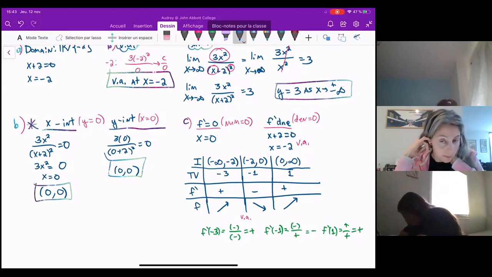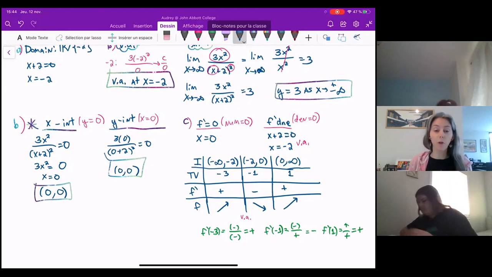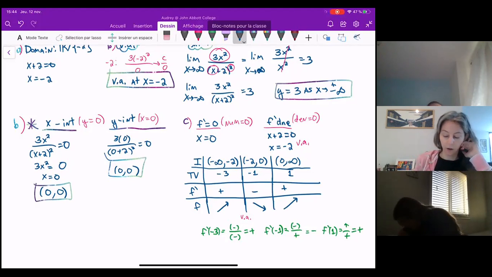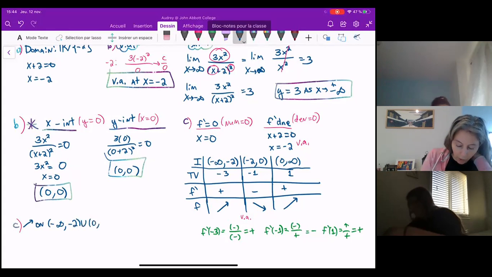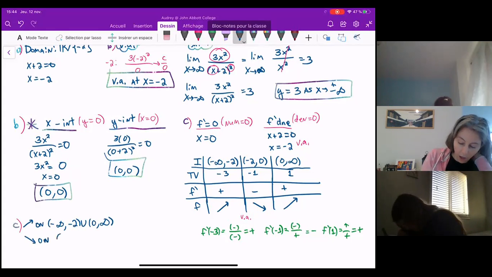Do I have a maximum at x equals negative 2? No, you got it. That's my vertical asymptote. We can't have a max or a min at a vertical asymptote. So my conclusion for C here is that it is increasing on (negative infinity, negative 2) union (0, infinity), and decreasing on (negative 2, 0).